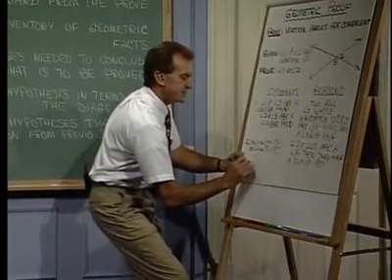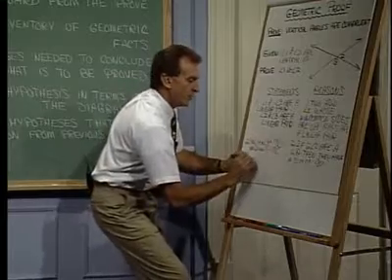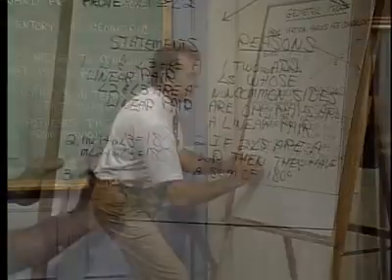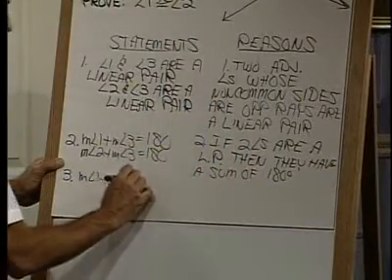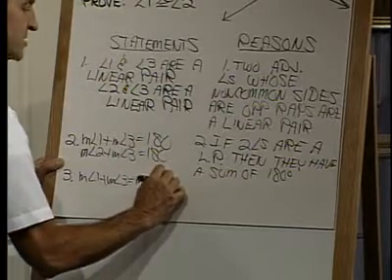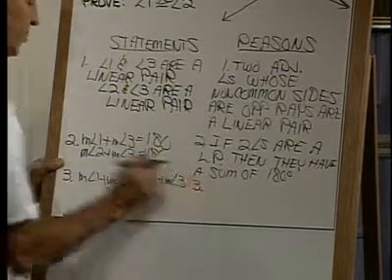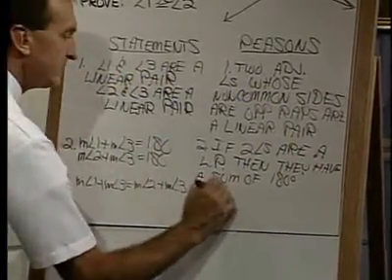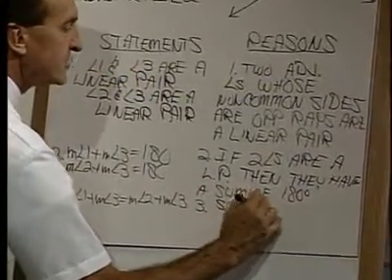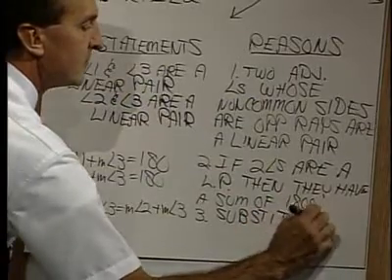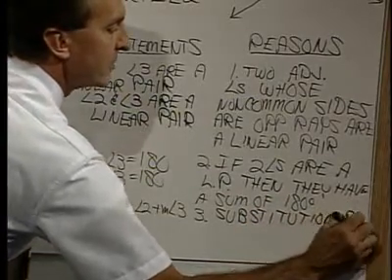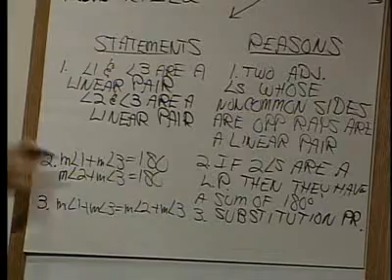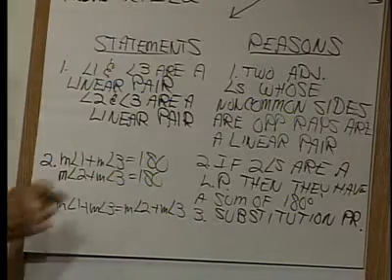Well, that means then, if they both equal 180, wouldn't that mean that the measure of angle 1 plus the measure of angle 3 equals the measure of angle 2 plus the measure of angle 3? Why? Because they both equal the same number. That's by substitution. Substitution property. They both equal the same number, 180, so they could be set equal to each other.